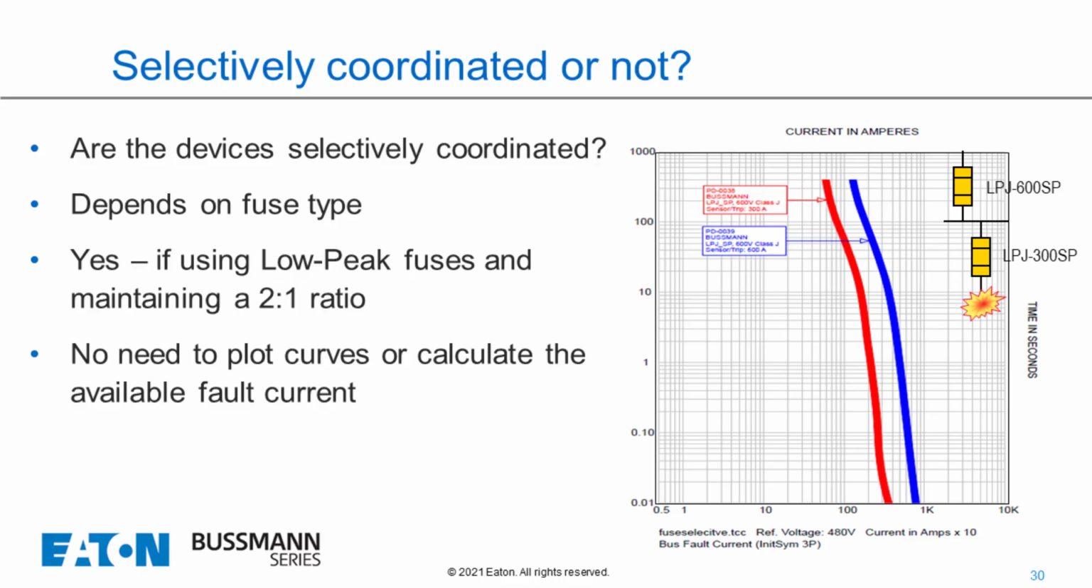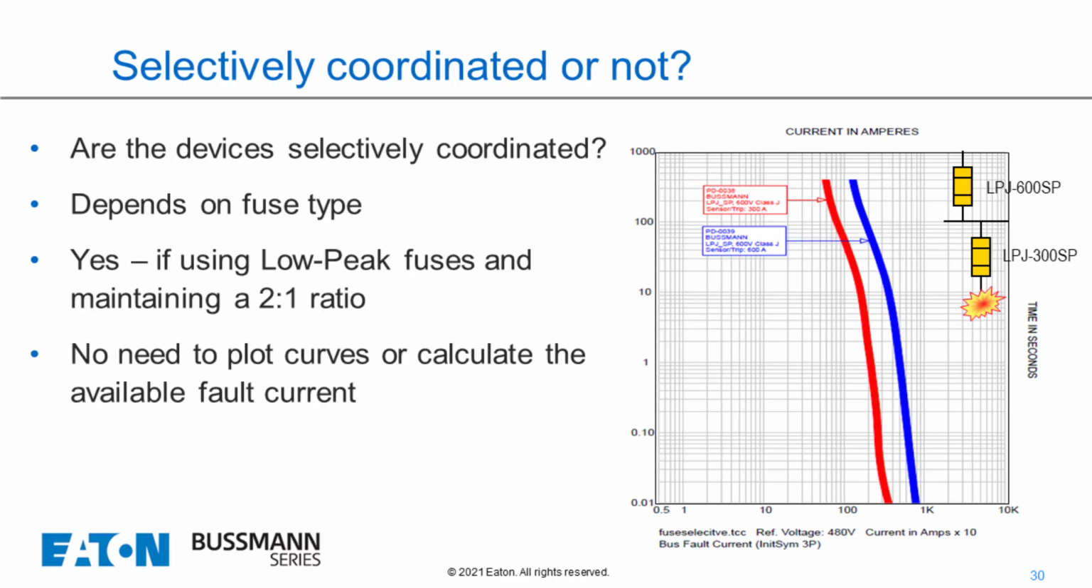What happens if I have a 60 amp fuse? Then I have to use 120 amp. Well, we don't make a 120 amp fuse. We make a 125 amp fuse. So I would use a 125 amp fuse. And again, they would be selectively coordinated for all times, all currents.